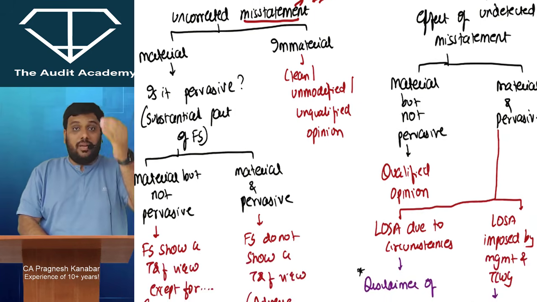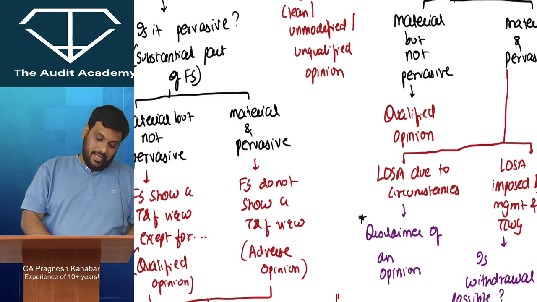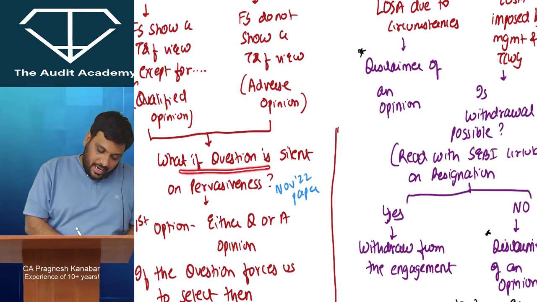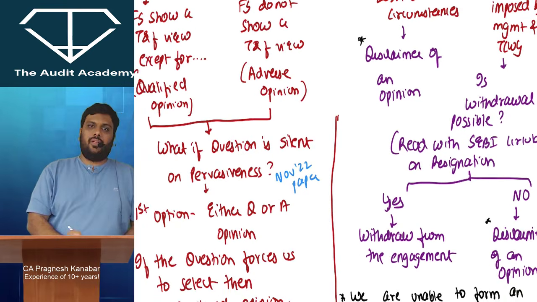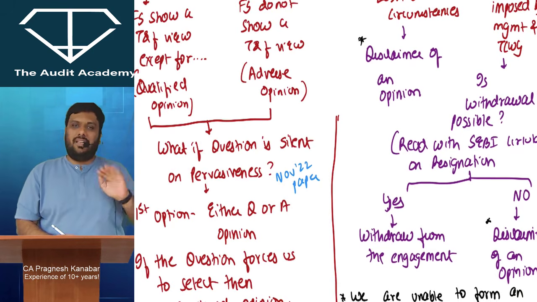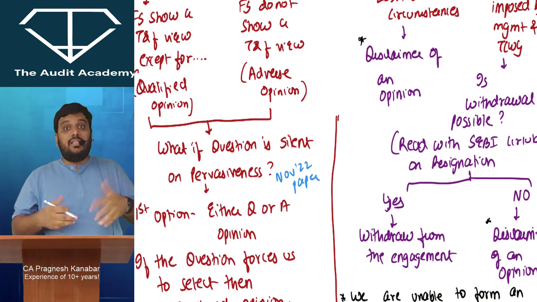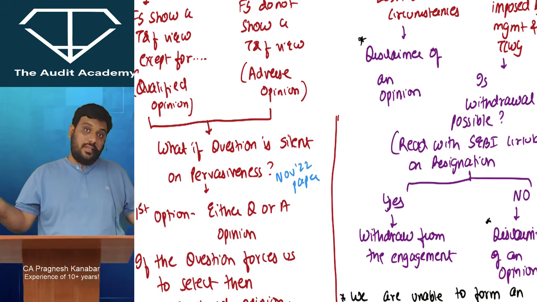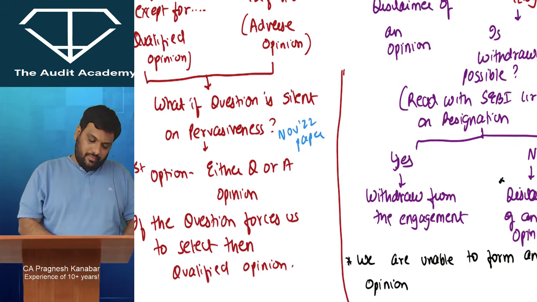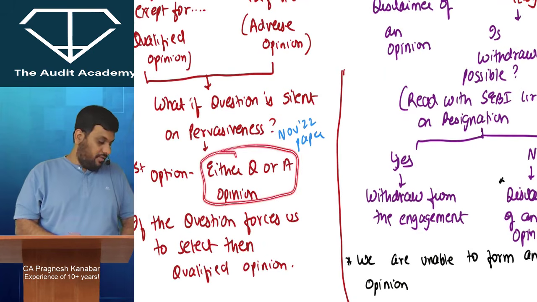So what I am trying to say, please focus over here, is that if the question is silent on pervasiveness, see, the question will never be silent on materiality. Material or immaterial, that much you will come to know. But if the question is silent on pervasiveness, whether it is malaria or cancer, then in that case, the first option will be either qualified or adverse opinion.